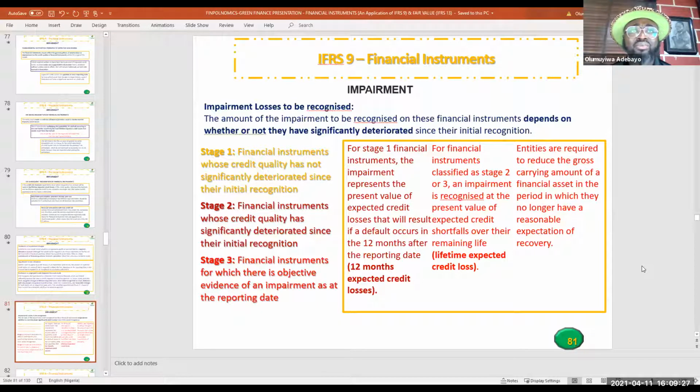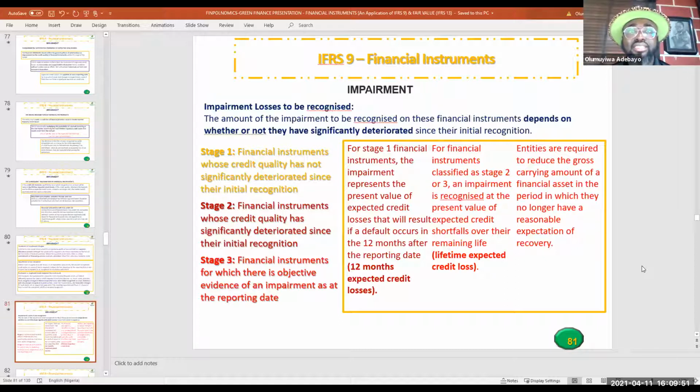What does that mean? When a financial asset has started to experience difficulties in meeting up with the contractual cash flows, therefore, we will consider such financial asset to have suffered credit events that has more or less significantly deteriorated over time.